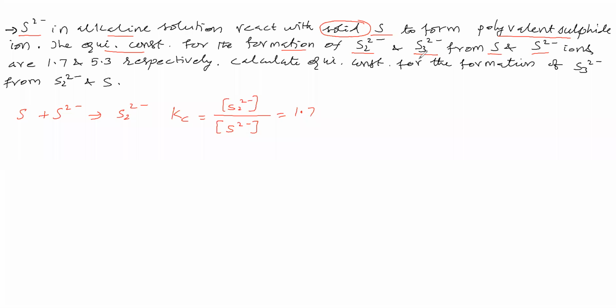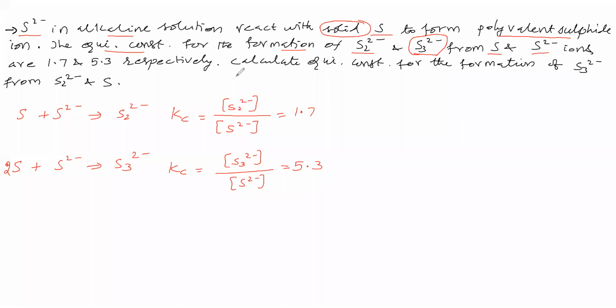Next, formation of S3 2 minus from sulfur and sulfide ions. So sulfur plus sulfide gives S3 2 minus. To balance this, we will take 2 sulfur. 2 sulfur plus sulfide gives S3 2 minus. For this, the equilibrium constant is S3 2 minus by sulfide, and it is 5.3. The equilibrium constant we have is given as 5.3 for this.